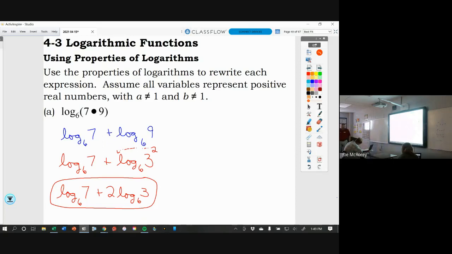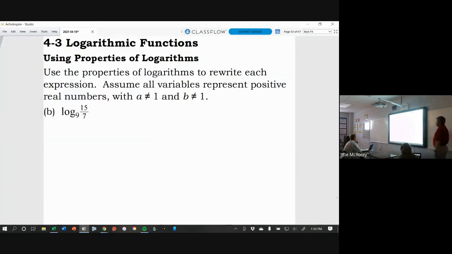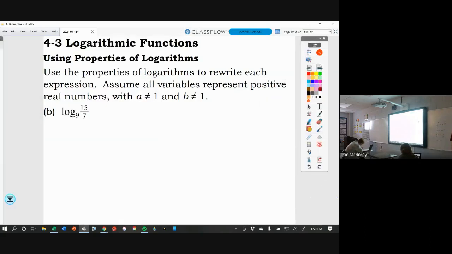I was always taught when you're given an answer in log form, your final answer, whatever that number is not going to be some power, like 9 is. Okay? Questions on that? Okay. Next one's division. Log base 9 of 15 over 7.